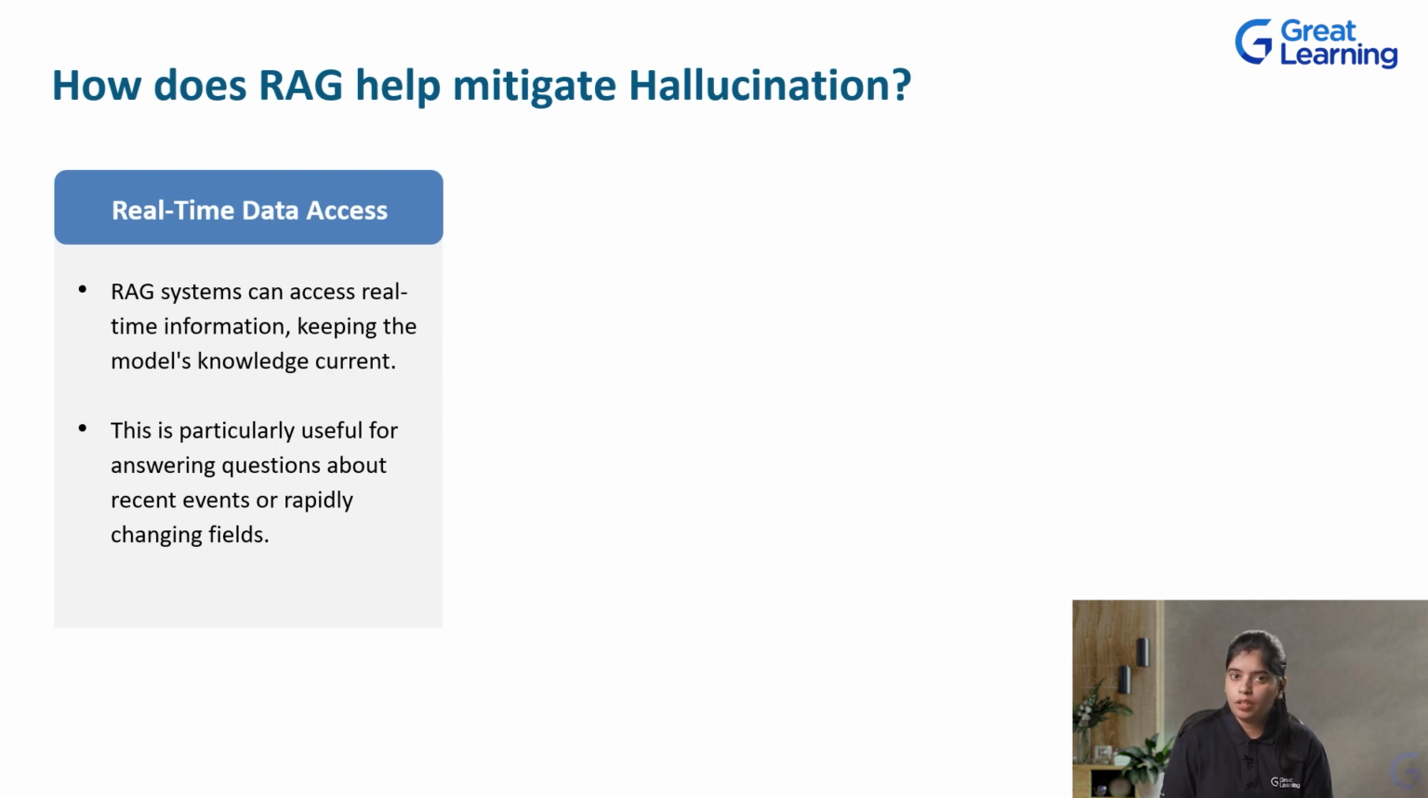RAG not only works on the data we have in the pre-defined knowledge base, it also tries to fetch up-to-date, current information. So a RAG system can access real-time information, which is a very important point in RAG. Because of that, it keeps the model's knowledge current. If we get up-to-date information, accuracy is automatically maintained. This is particularly useful for answering questions about recent events or rapidly changing feeds like news channels.